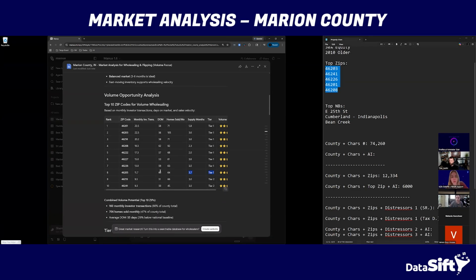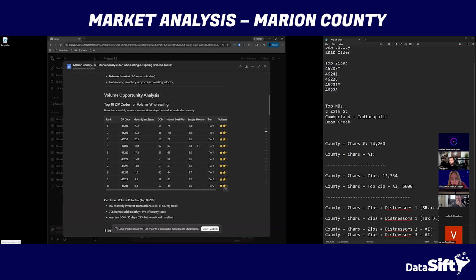So tier 1, we got 201. We have that one. I'll put a star next to it. 203. We have that one. That's our first one for us. 203, look at the supply in months. I think that's better than 5.8. So for me, 203 is still number 1 based on what they have here.